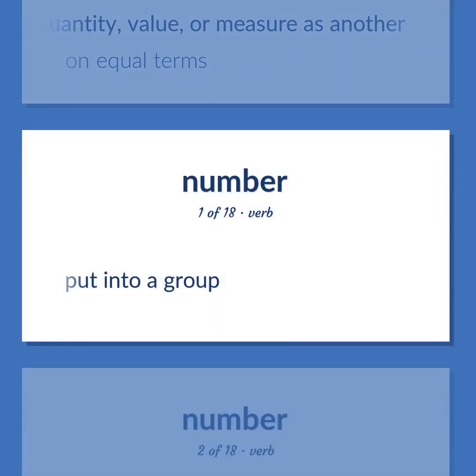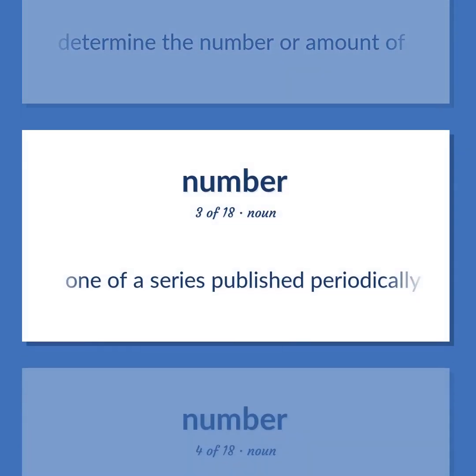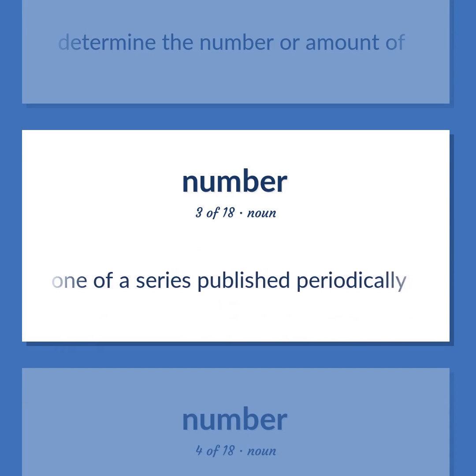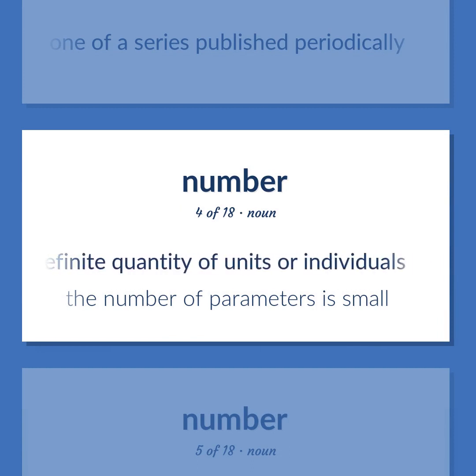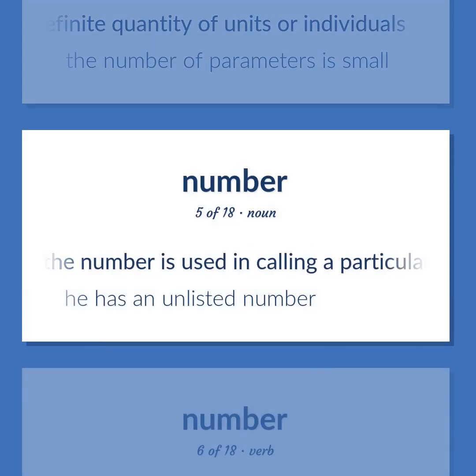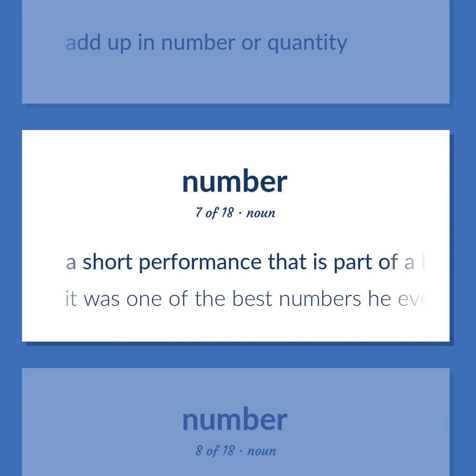Put into a group. Determine the number or amount of. One of a series published periodically. The property possessed by a sum or total or indefinite quantity of units or individuals. The number of parameters is small. The number is used in calling a particular telephone. He has an unlisted number. Add up in number or quantity. A short performance that is part of a longer program. It was one of the best numbers he ever did.